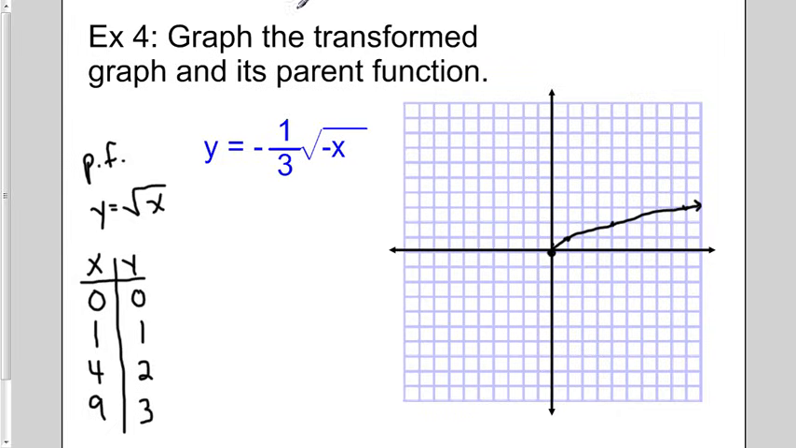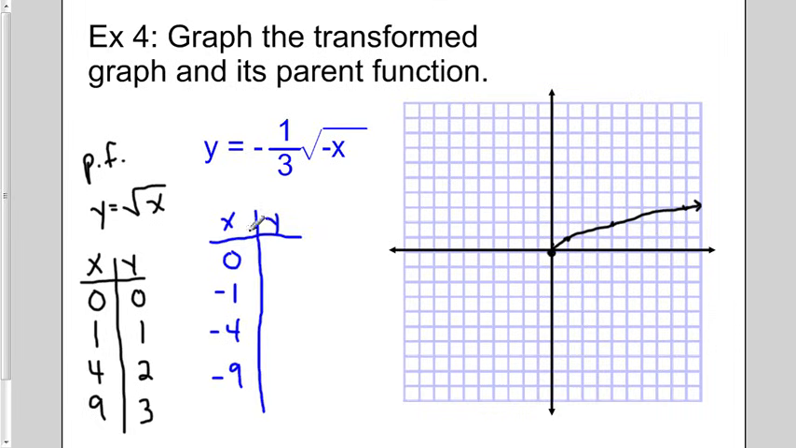Okay, and then to get our table for the next one, I'm going to pick the same x values, except that's going to make all these negative. So maybe that's not the best idea, right? If we put 1 in, we get square root of -1. That's not going to work. So since this is negative, I'm going to make all these the opposite. So we'll do 0, -1, -4, and -9.